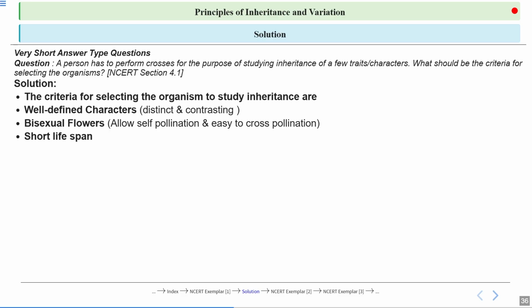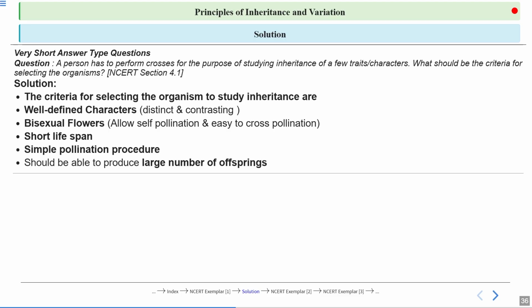Now, short lifespan. Okay. If the plant is having a short lifespan, it can produce seeds in less time. Clear? So lifespan should be short. So you can study the inheritance pattern in a short duration of time. Then the pollination procedure should be simple.